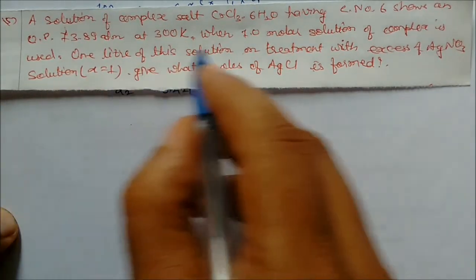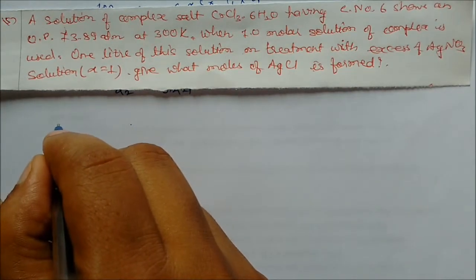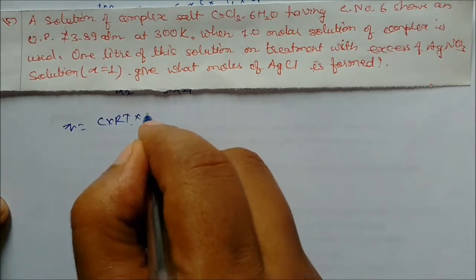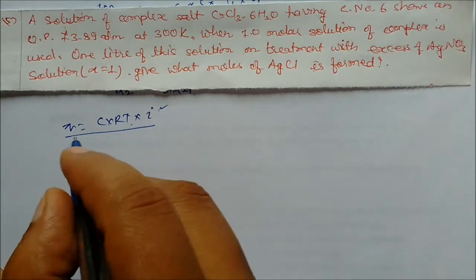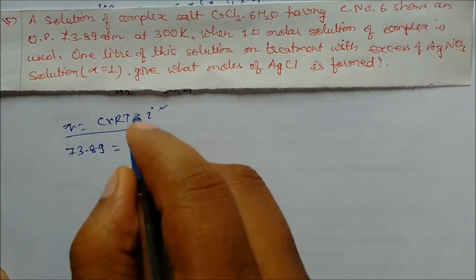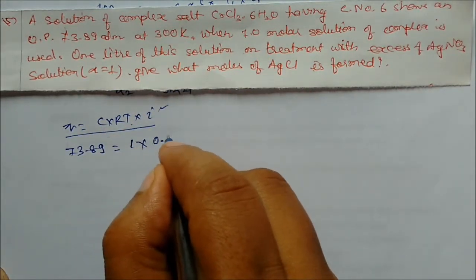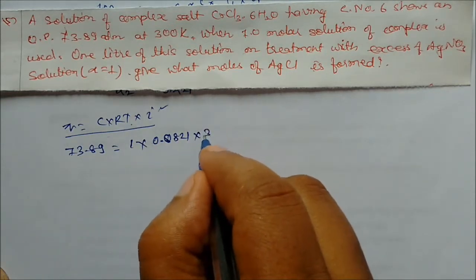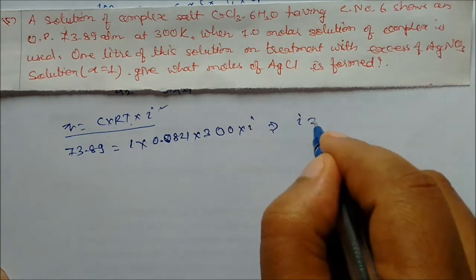First we have to find out how many i is there, which gives the number of moles of ions. So pi is equal to i C R T. This is the basic thing; if you know i, we can get the solution. Pi is 73.89, the concentration is given as 1 molar, R is 0.0821, and the temperature is 300 Kelvin, multiplied by i. If you solve it, I will get 3.